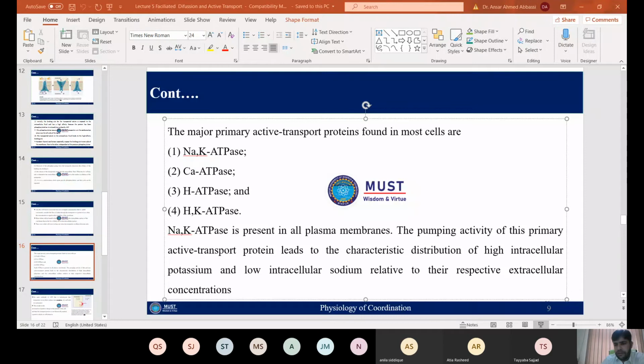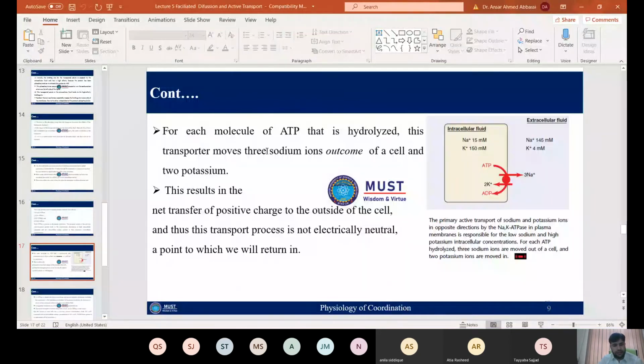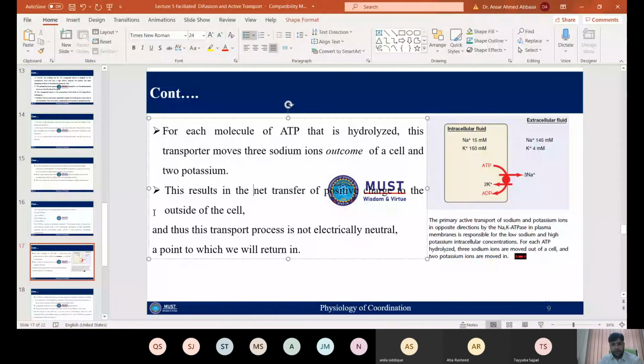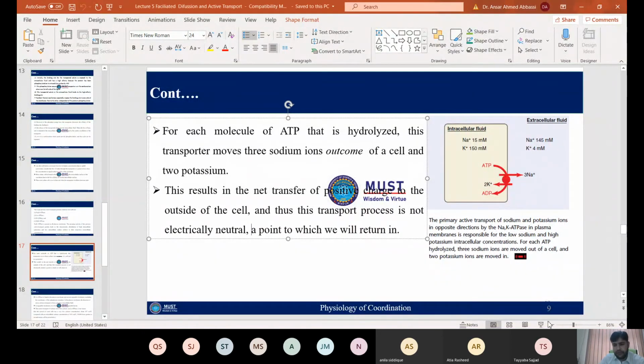Neutral in the sense that there will be no equal number of positive and negative charges on both sides. As I have told you, when 3 sodium move from inside to the outside, and 2 potassium from outside to the inside, definitely the number of positive charges will be unequal now. It means the outer side of this cell will have higher concentration of the positively charged ion, and the inner side will have lower concentration of the positively charged ion. So this is what we can call the net result of the positive and negative charges on the two sides of the membrane.